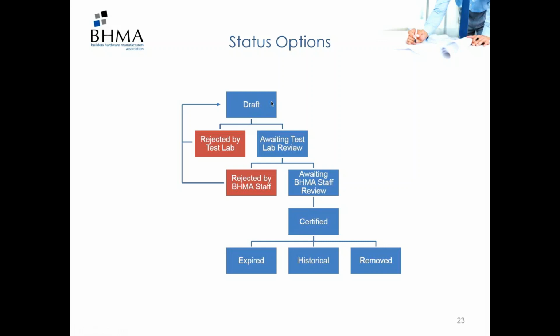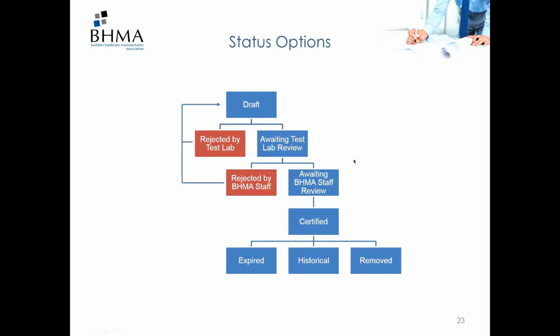Once the product or submission is submitted, then it can go to awaiting test lab review. And if it's rejected by the test lab, then it can go back to being a draft submission. So if something is rejected, then the manufacturer is now able to edit it again. But once you have submitted something, you're not able to edit it anymore. So it's very important that you're reviewing things before you click submit.